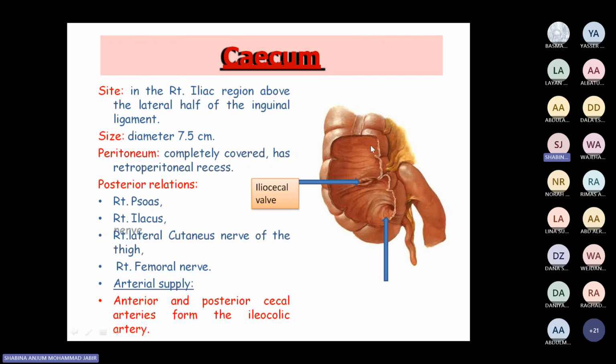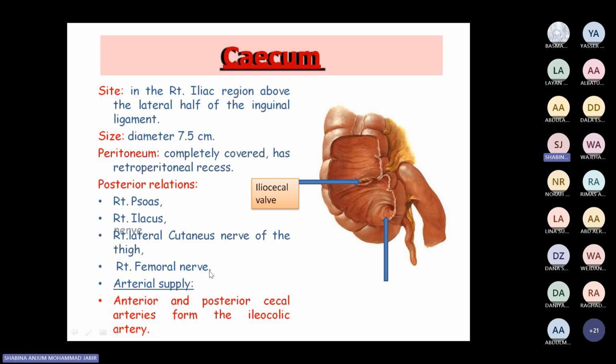This is the interior of the cecum. If you open the cecum, you will find that there are two openings. One is called the ileocecal valve. The other opening, which is just below this, is for the appendix. You can see there is another structure which is continued, which is the appendix.